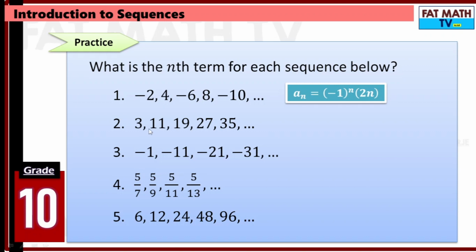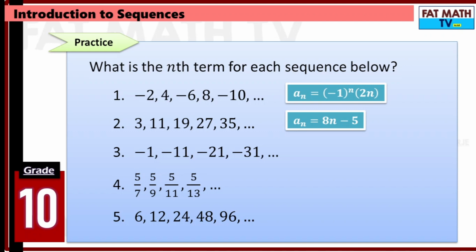Number 2, the numbers increase by 8. So there has to be an 8n. But if n is 1, 8n is 8. So we have to subtract 5 so that it's going to be 3. So 8n minus 5.